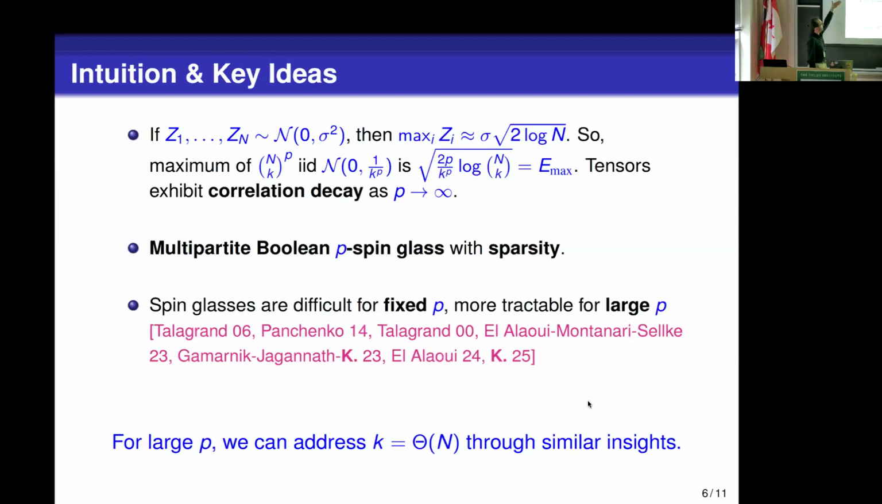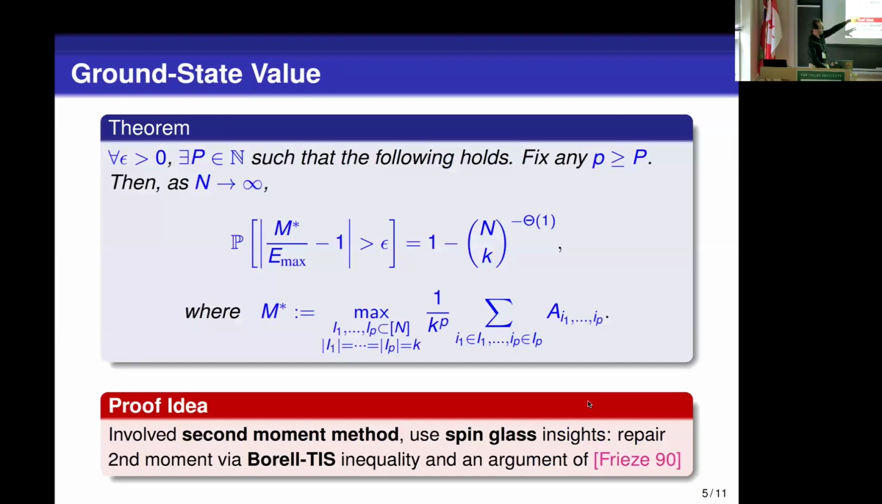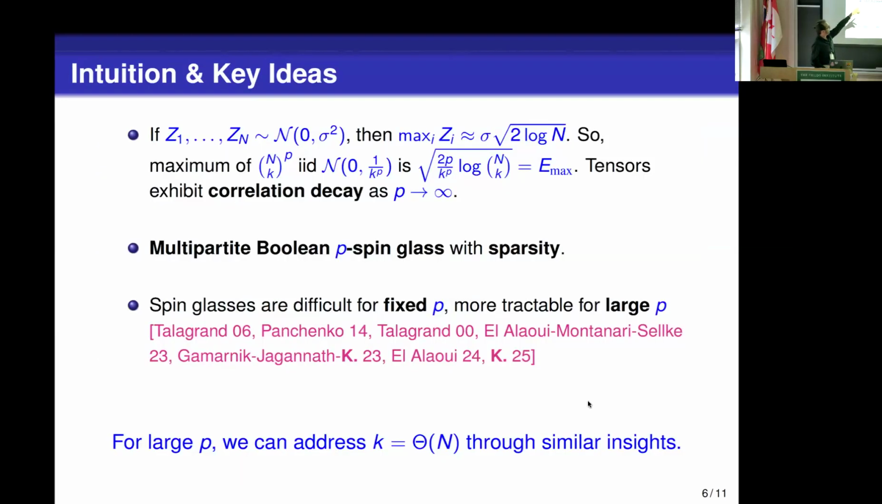So here's a bit more on the intuition, especially where this funny Emax comes from. Recall the very classical probability 101 fact: if I have a bunch of IID Gaussians, then their maximum is their standard deviation times square root of 2 log n, where n is the number of Gaussians I'm looking at. So if we go back to this model here, this is really n choose k to the power p Gaussians, each with variance 1 over k to the p. If you do the math, this is basically the value you predict, and it turns out this is the correct value. Just one word on where this comes from?